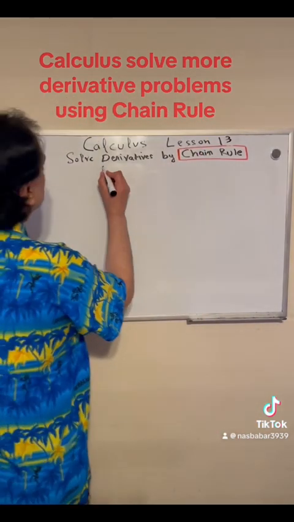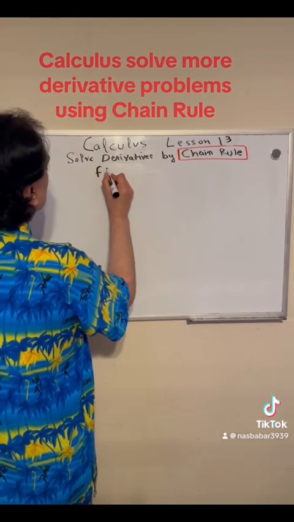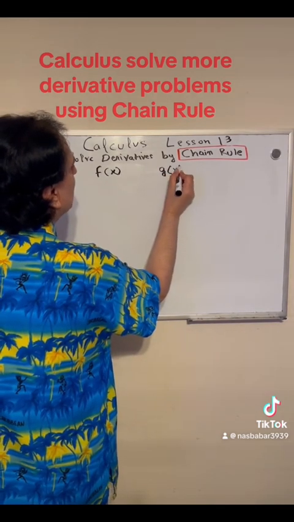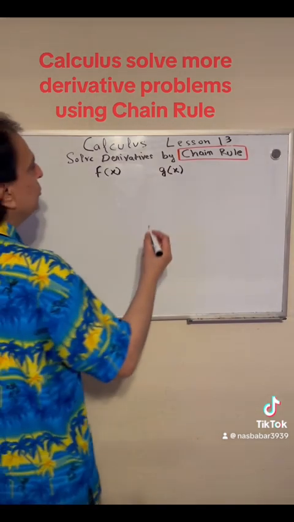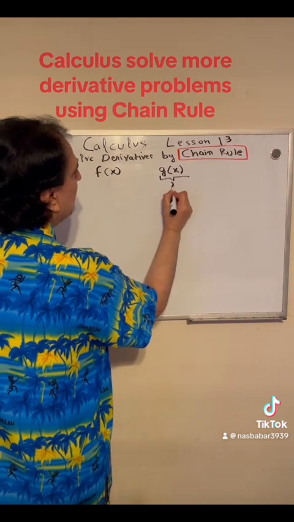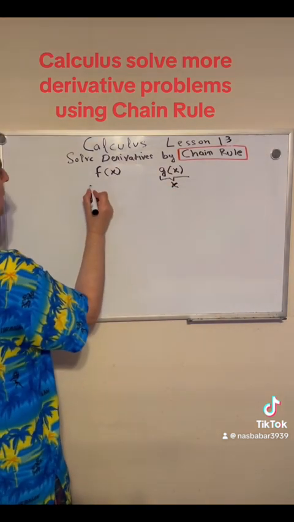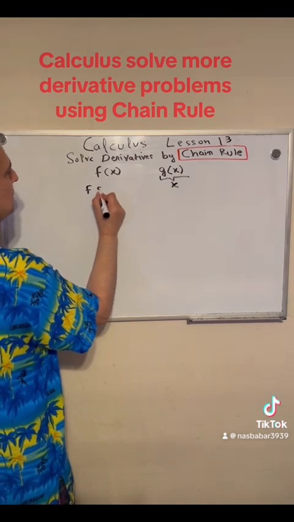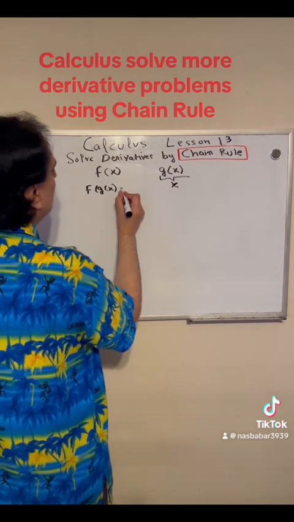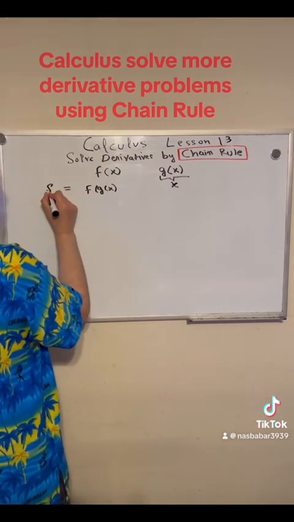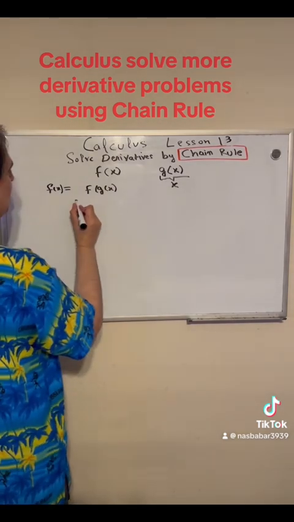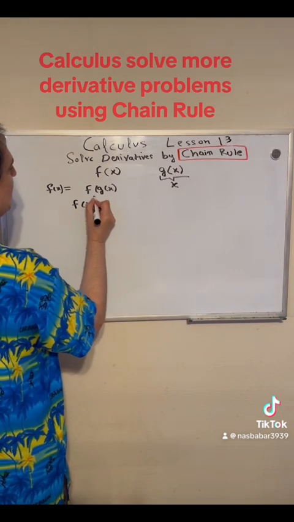Let's say you have function of x, and then there is another function of g of x. If we want to use chain rule, we can substitute this right here as x. Then we can say f of g of x. This is basically your function of x. Now if you want to take f prime or derivatives, you do f x prime.